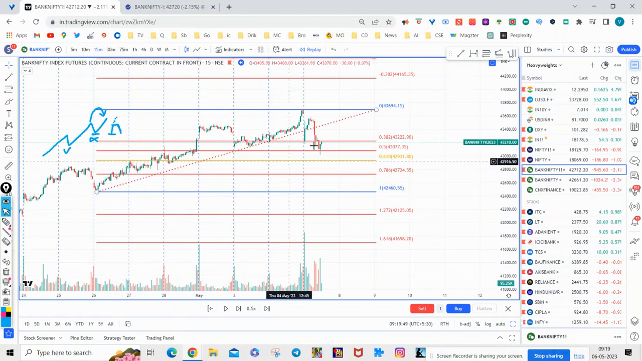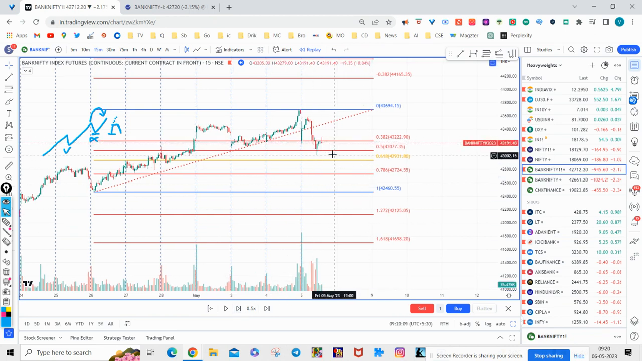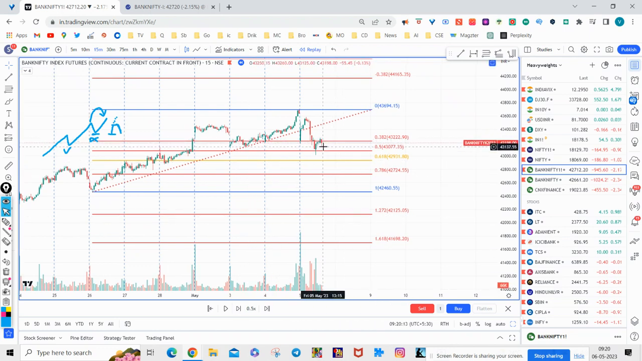So it is still at the 0.5 level. Now, if the price is at 0.5 and it is able to cross this 38% level, then it will get back its strength. Observe again, but the price is not able to get back above the 38% level. In fact, it gets rejected. You can see that it gets rejected from the same level.